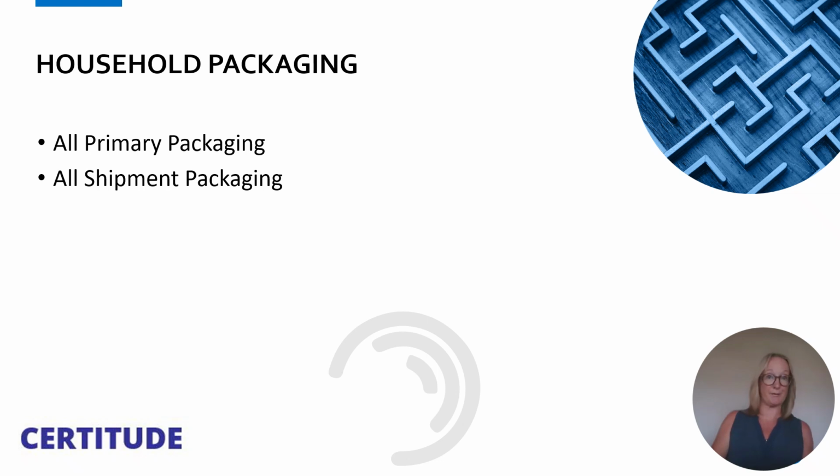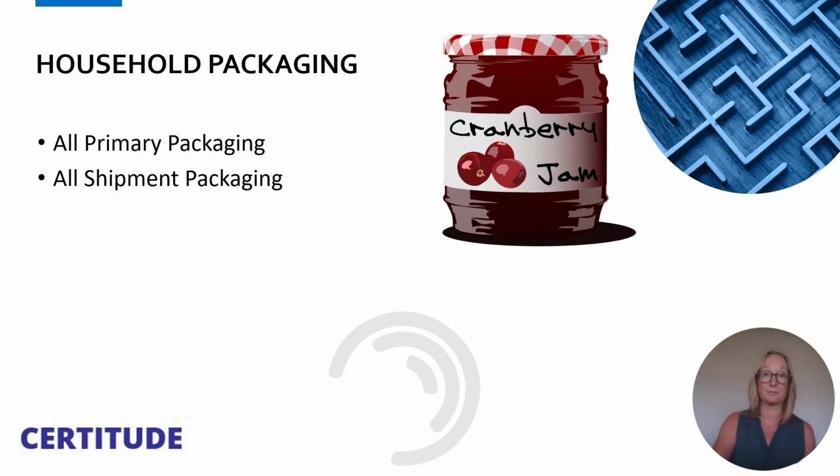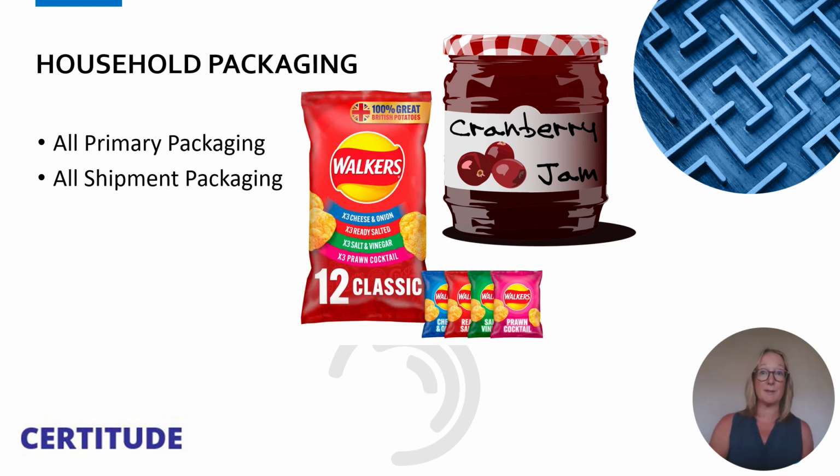So to get more specific, household packaging is essentially all primary packaging and all shipment packaging. So let's clarify those terms. Primary packaging is that around the product to make it a sales unit when it is sold. So for example, for a jar of jam, it's the glass jar, it's the metal lid, and it's the paper label. And for a multi-pack of crisps, it's the individual crisp packets and the bag around the individual packets.